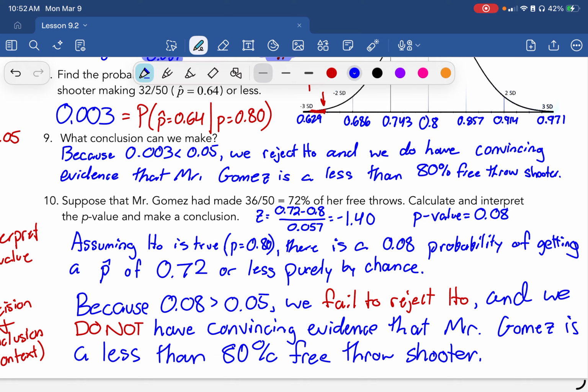Ooh, lots of writing. So, because our p-value is larger than our alpha value, we would fail to reject our null hypothesis. And we do not have convincing evidence that Mr. Gomez is less than 80% shooter. So, what we did at the end is really coming from 9.1.